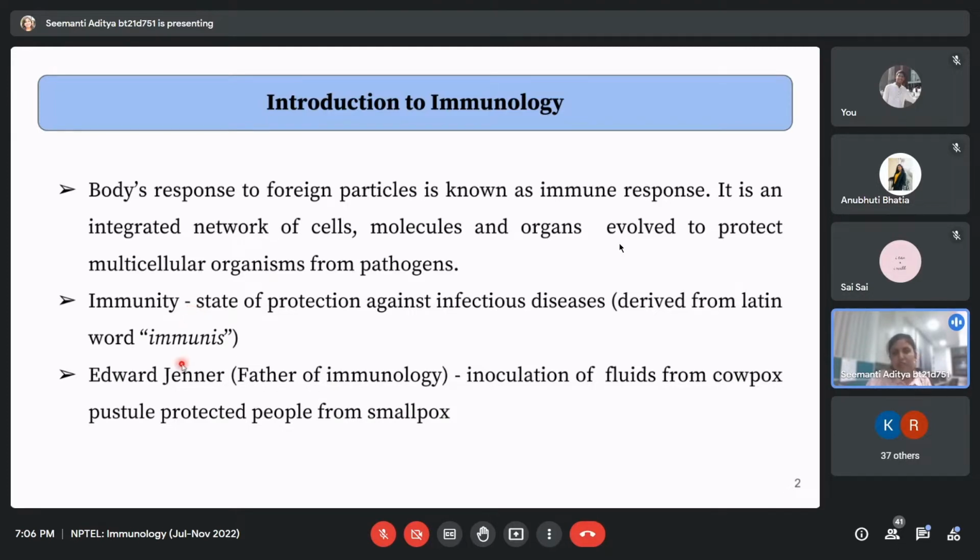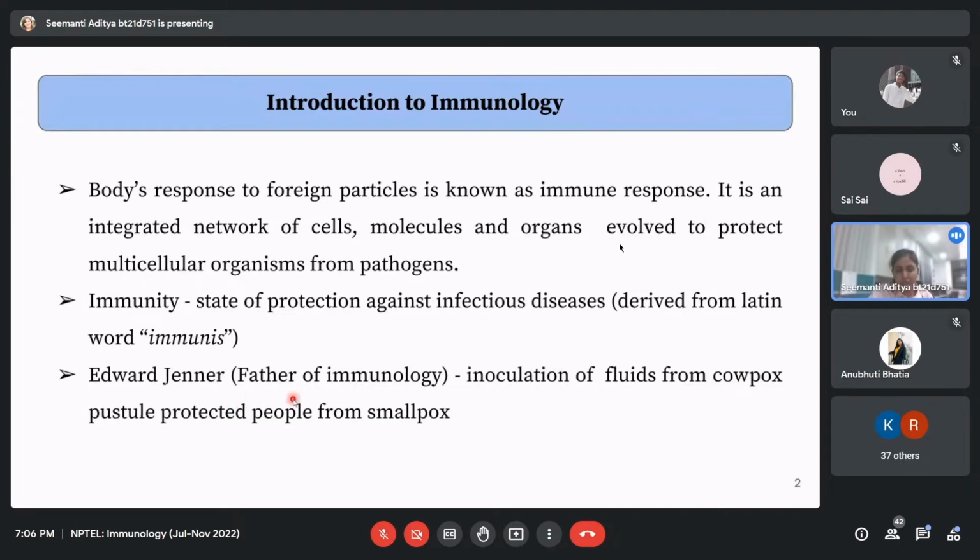The basic concept of immunology came from Edward Jenner, who is known as the father of immunology. What he did was inoculate fluids from cowpox pustules. He found that people were dying from smallpox, so he saw that if he isolated some pustules and allowed people to get exposed to those pustules, by a process known as variolation.